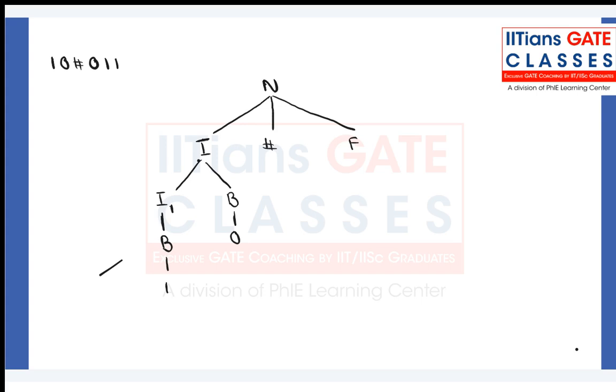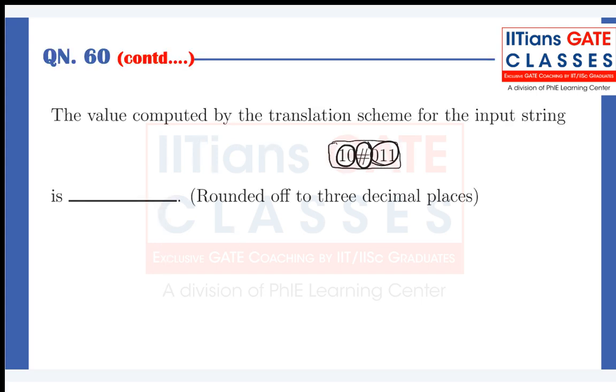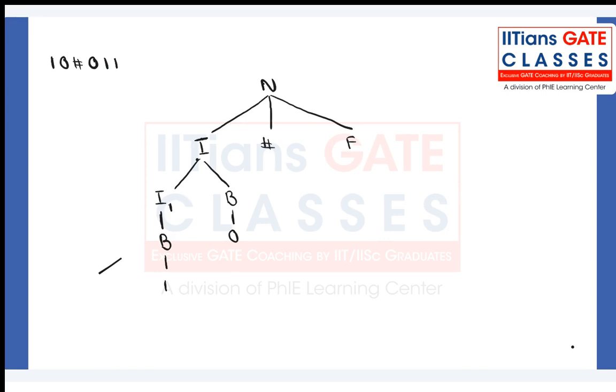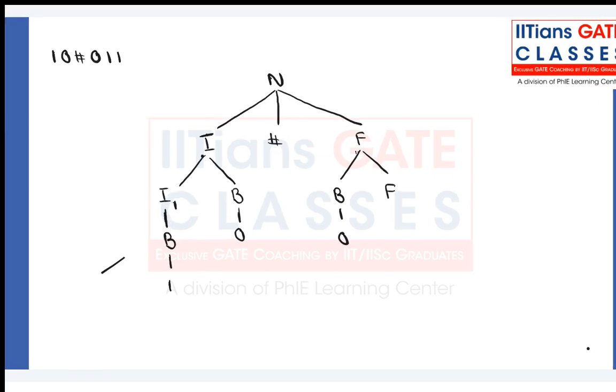Now looking at the right part, you have to generate the other part of the string, 0 1 1. From F, if you look at the grammar, you can generate B and F, and this B will give me 0. Why do I need 0? Because after the hash I need 0.